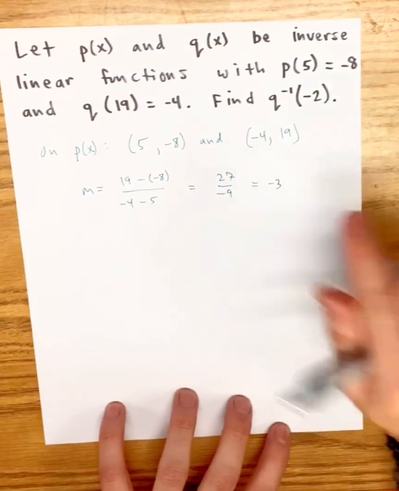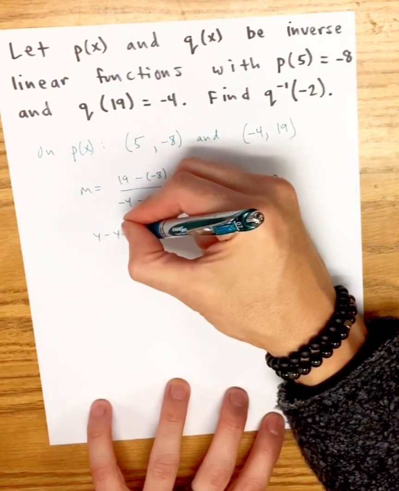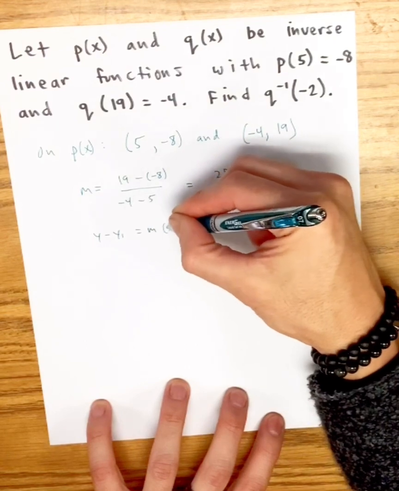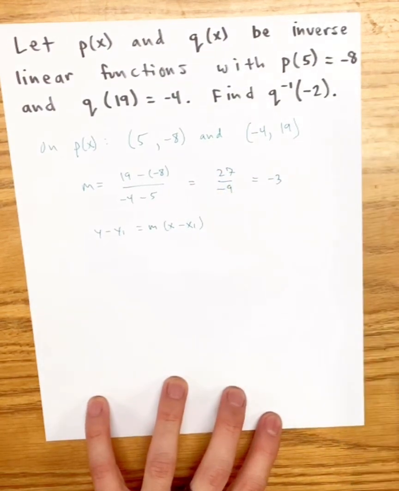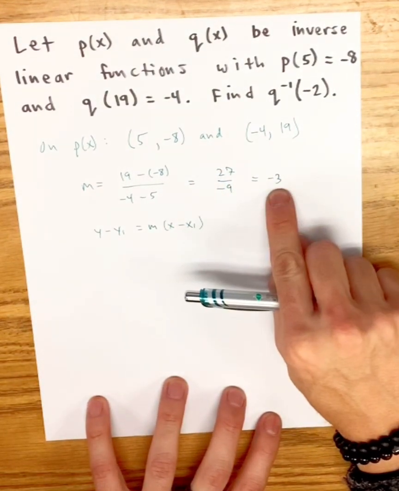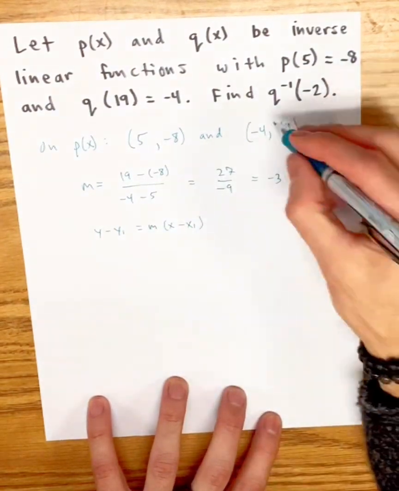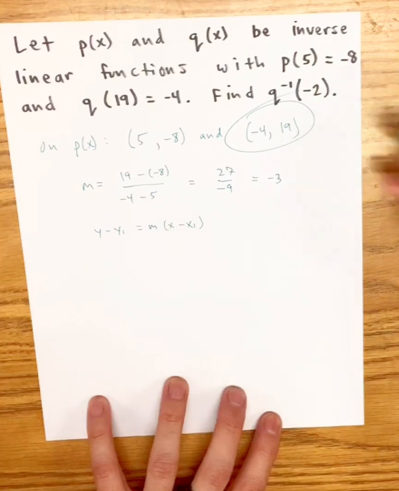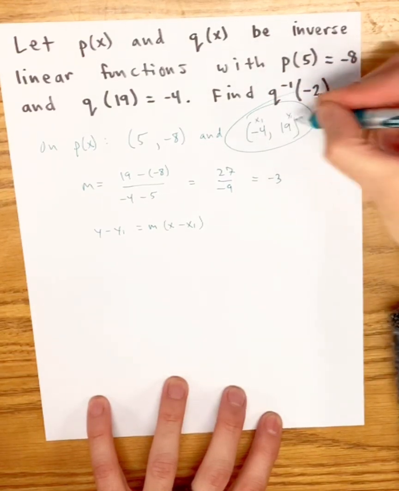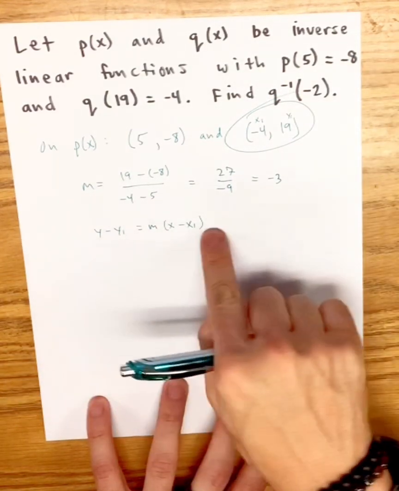Now that I have the slope, think of point slope. Now for point slope, you need a point and a slope. Here's my slope. Where is my point? I have 2 points to choose from. Pick one or the other, it doesn't matter. Suppose you pick that one. This is your X one, this is your Y one. So let's fill out point slope.